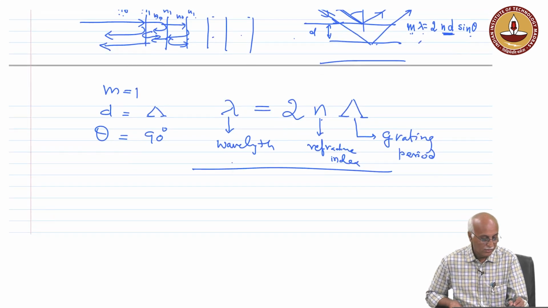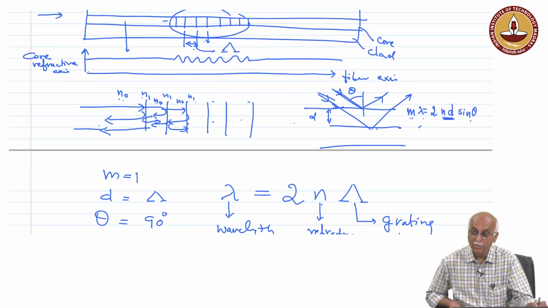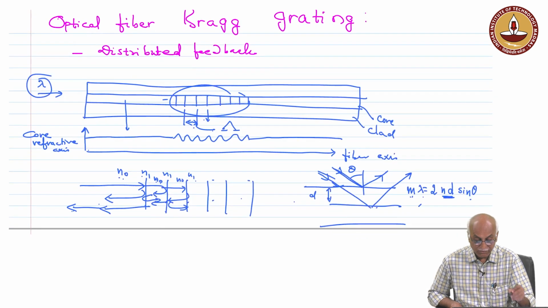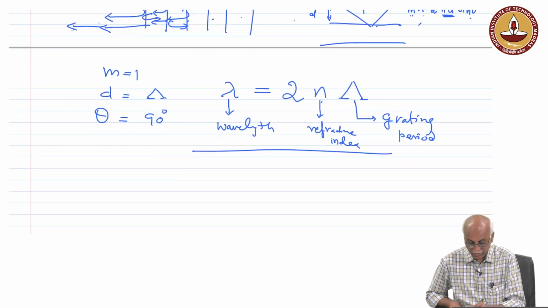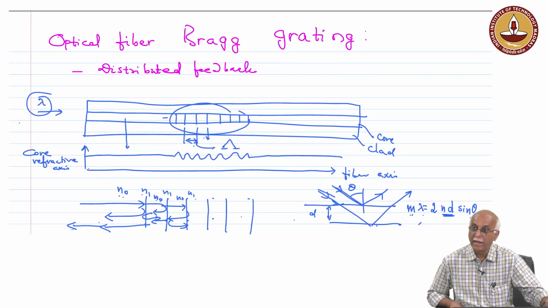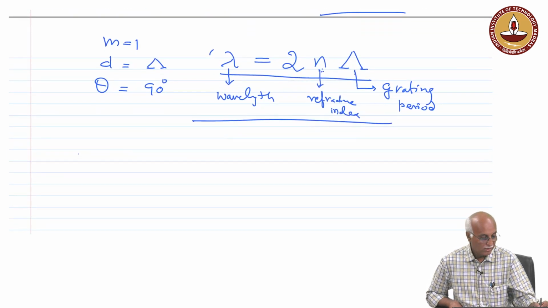This equation is the one where the reflection will be maximum. What it means: let us say I am sending wavelength lambda, and it satisfies this equation. If the fiber grating period is lambda and the refractive index of the fiber is such that lambda equals 2n into lambda, then this wavelength will get reflected back and will not get transmitted.